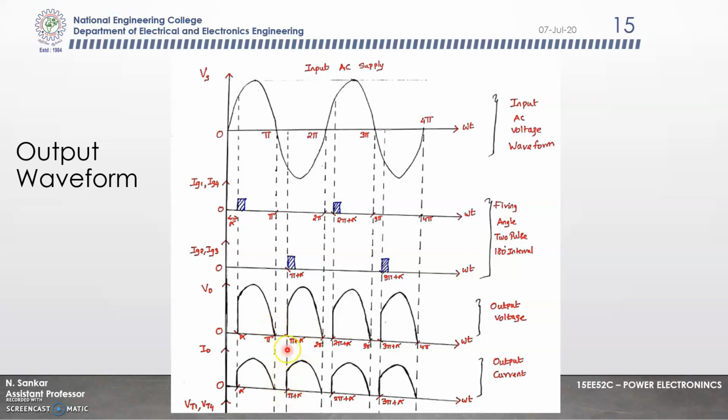So after that, that is at pi plus alpha, we are triggering thyristor 2 and thyristor 3. This will make thyristor 2 and thyristor 3 conduct, which will give an output voltage that will follow the negative side of your input voltage. So this is a negative cycle of our input voltage. This will get rectified from this point.